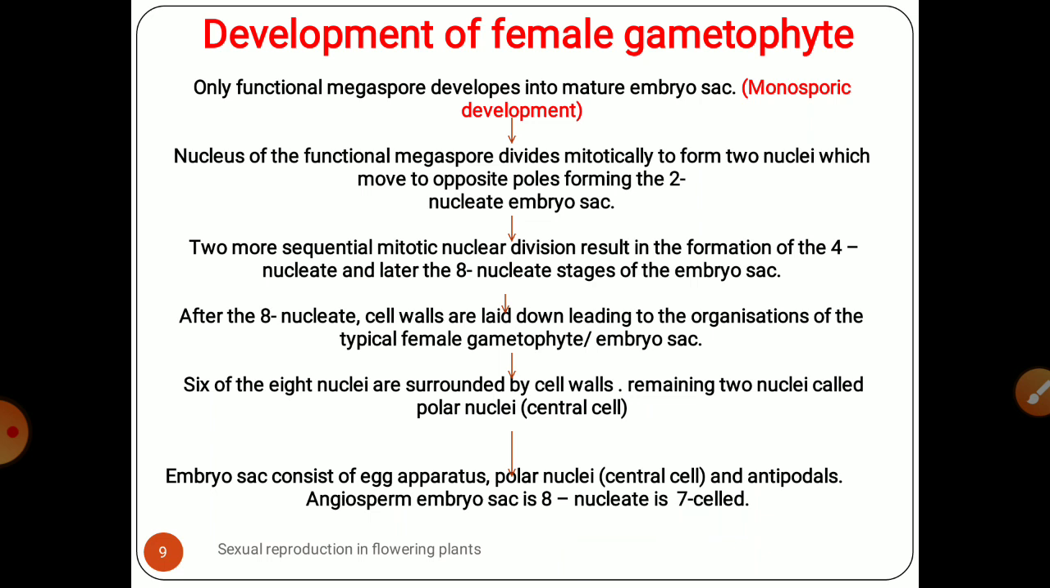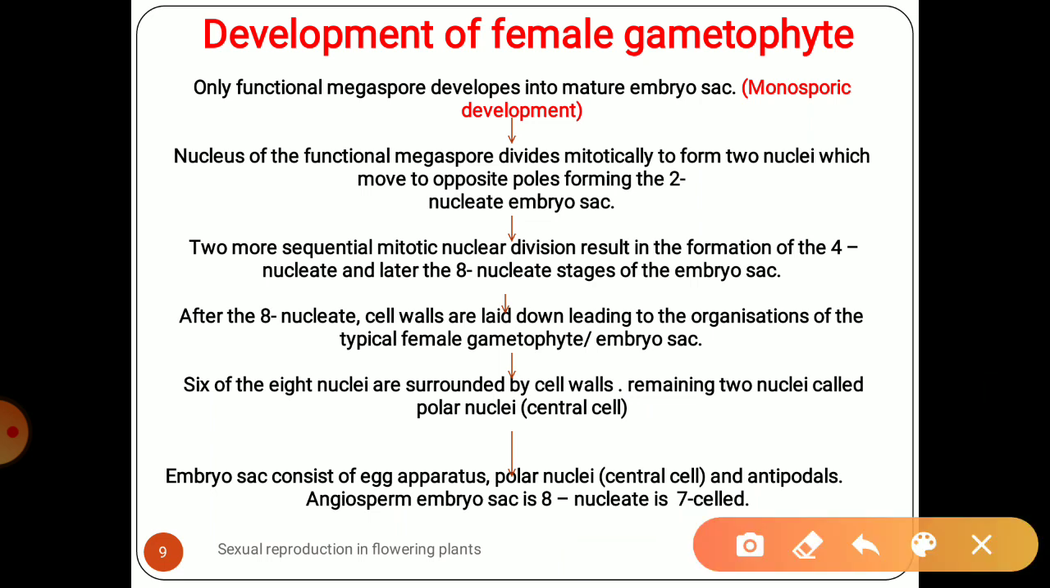Now the most important thing is that the mature embryo sac has an egg apparatus. Here egg apparatus means 2 synergids and 1 egg cell. Don't get confused about the meaning of egg apparatus. The embryo sac consists of the egg apparatus, 2 polar nuclei, which is also called the central cell, and 3 antipodals. So it is believed that the embryo sac of angiosperm is 8 nucleate and 7 celled.